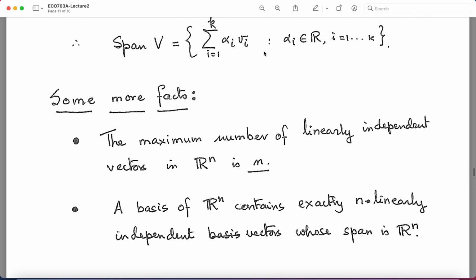Some important fact is that the maximum number of linearly independent vectors in Rn is n, it cannot exceed that. A basis in Rn, n could be anything, 2, 3, 4 whatever, contains exactly n linearly independent vectors whose span is Rn. This is a very fundamental thing. This is the key idea behind the fact that we say Rn is an n dimensional space. So, for a finite dimensional vector space, the number of elements in the basis actually equals its geometrical dimension, of which we have a very good intuition, and this is a very fundamental fact.